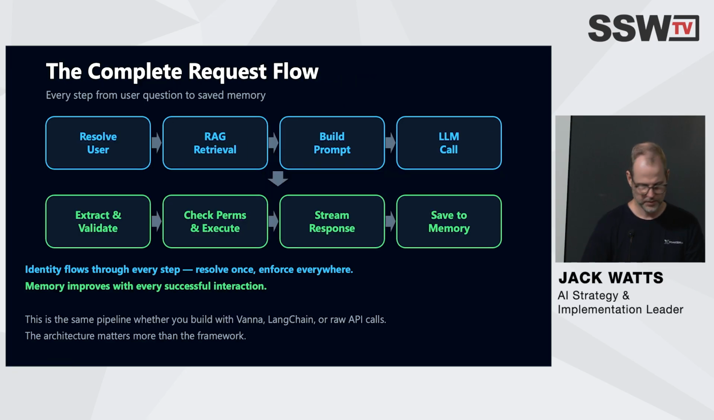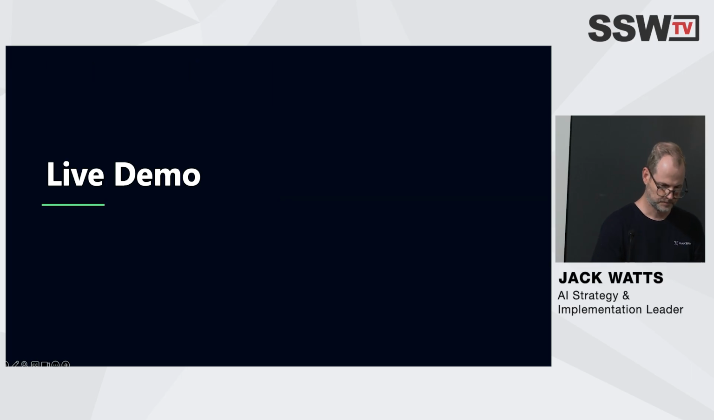What we end up with is this complete flow: resolving the user, RAG retrieval, building the prompt, the LLM core, extracting and validating the SQL, checking the parameters and executing, streaming a response, and then saving it to memory, assuming it's a successful response. And as pointed out before, we want identity to flow through every step here.